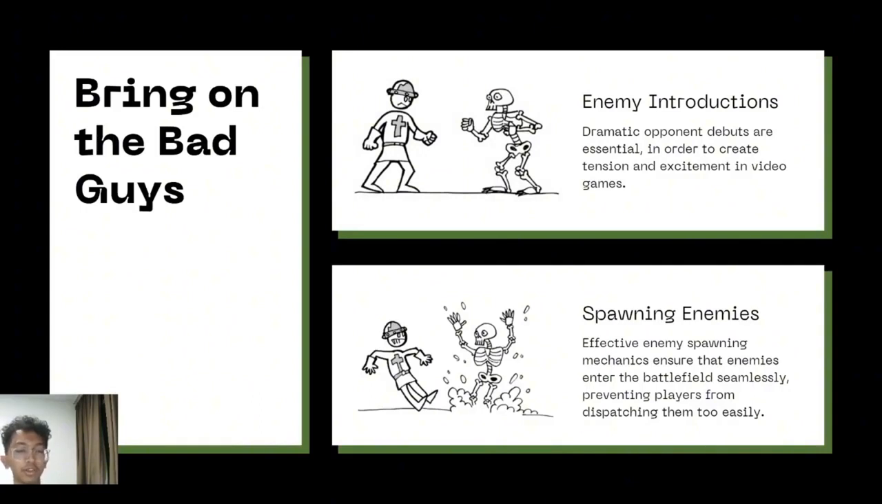So next is about bring on the bad guys. First one is the dramatic opponents. Villains are essential in order to create tension and excitement in video games. So next is about the spawning enemies. This is about effective enemy spawning mechanics. Ensure that the enemies enter the battlefield seamlessly, preventing players from dispatching them too easily.